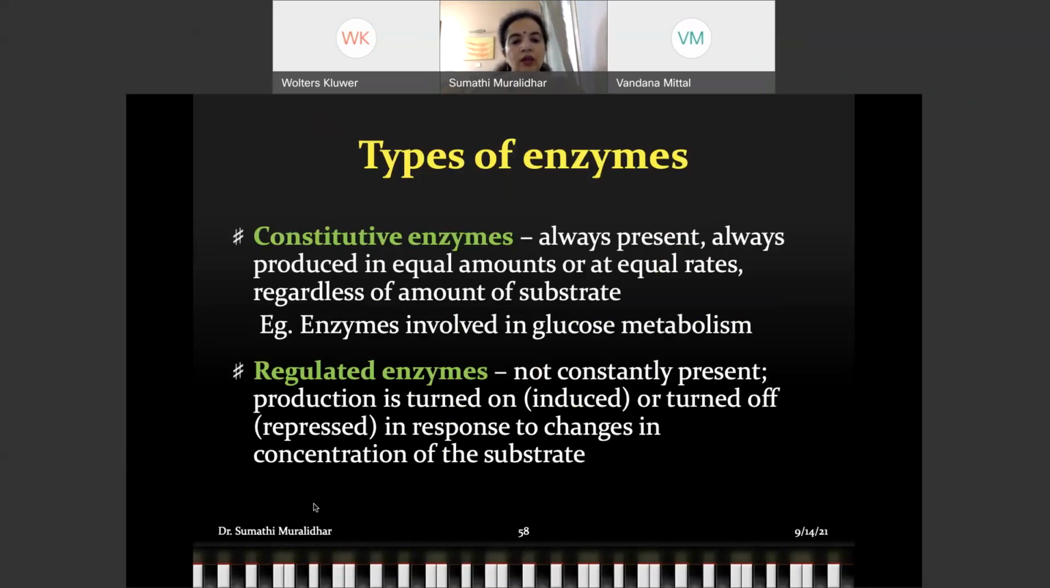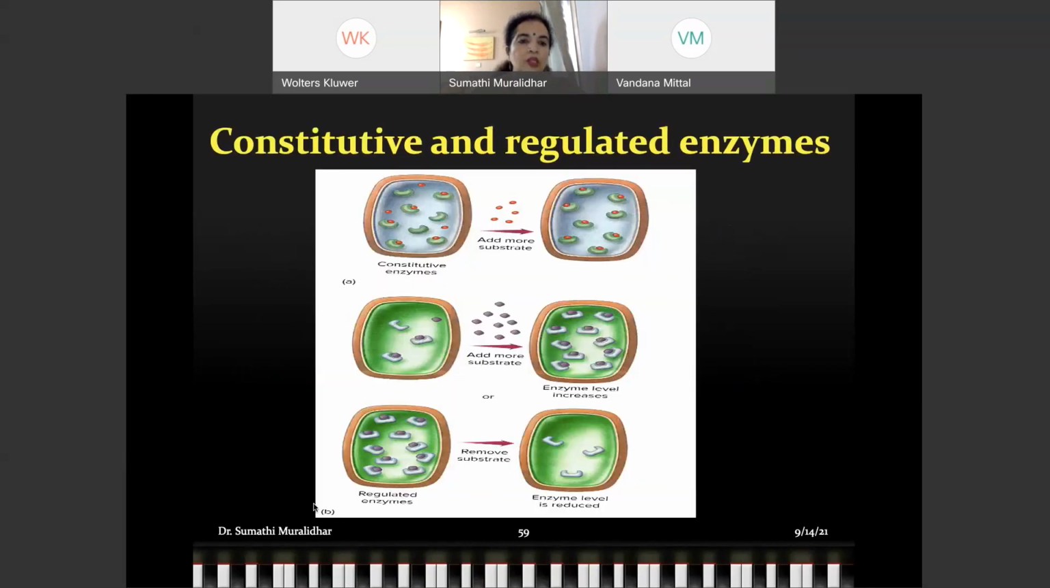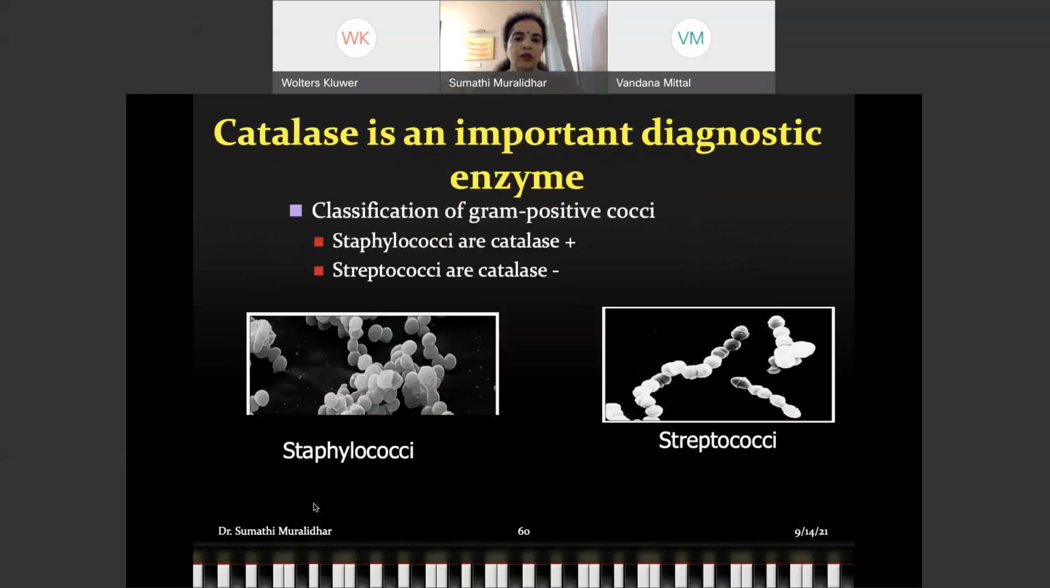So this is in a way conservation of energy, isn't it? You don't really have to have all the enzymes all the time. When you need them, you produce them. That is what the regulated enzymes are. So this is just a diagrammatic representation of the same thing that I explained, the constitutive and the regulated enzymes.